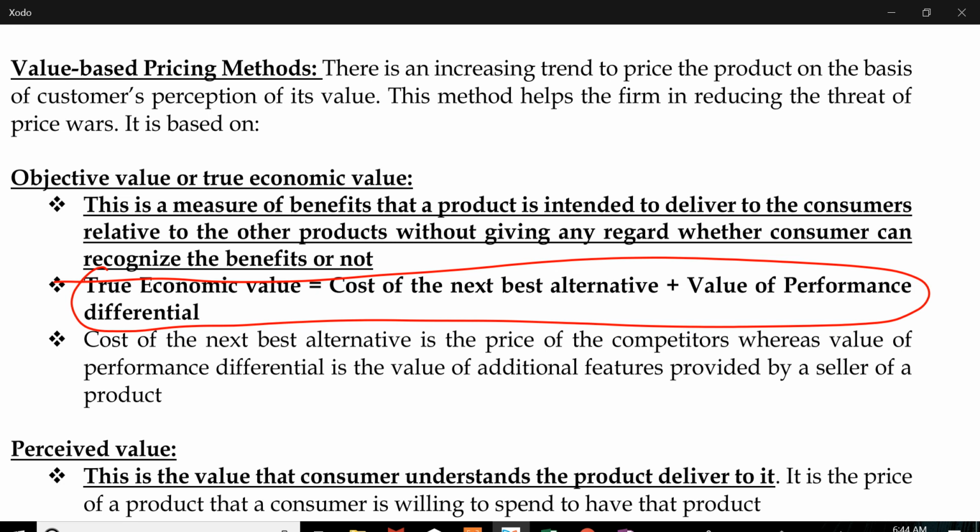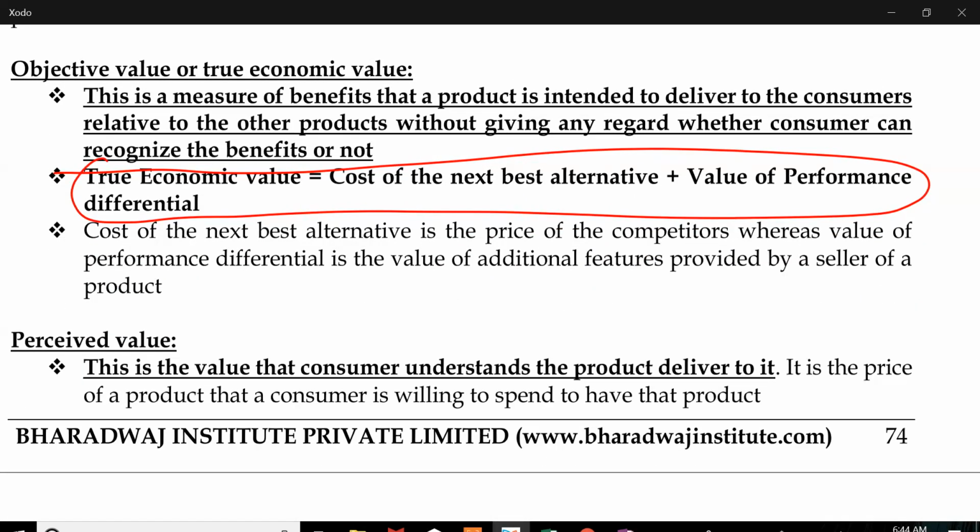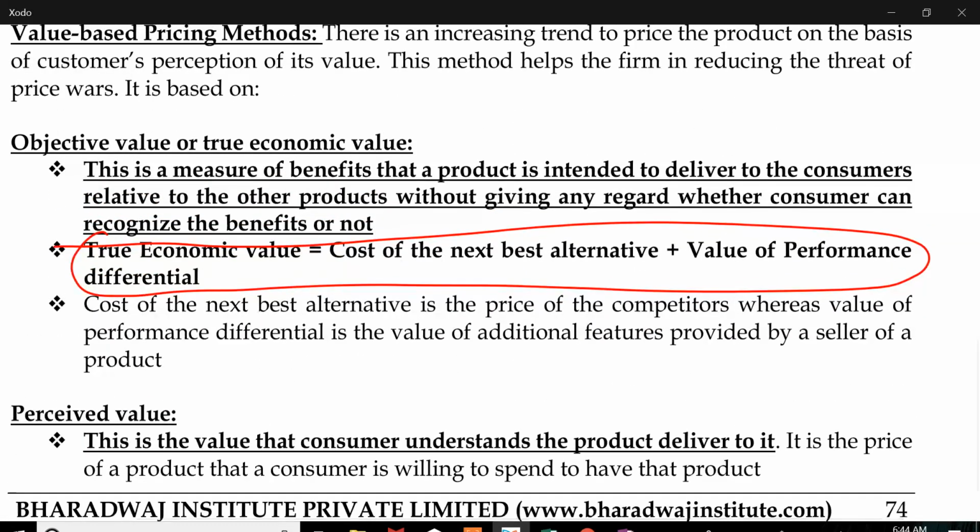Value of performance differential is: you need to find two products or two services, both similar with certain variation. That variation is called the performance differential. It is not opportunity cost, not the concept of opportunity cost.